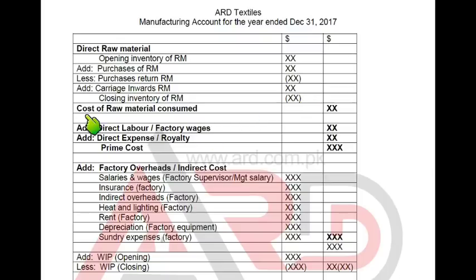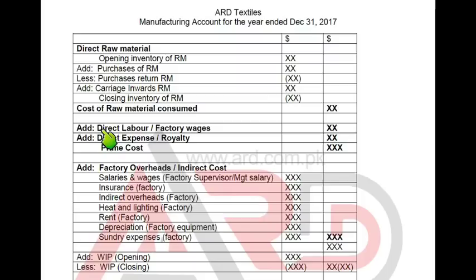So we will be getting cost of raw material consumed. This labeling is important. This labeling will give you 1 mark in exam. Cost of raw material consumed means this is the total cost of raw material that is used this year to manufacture the products.